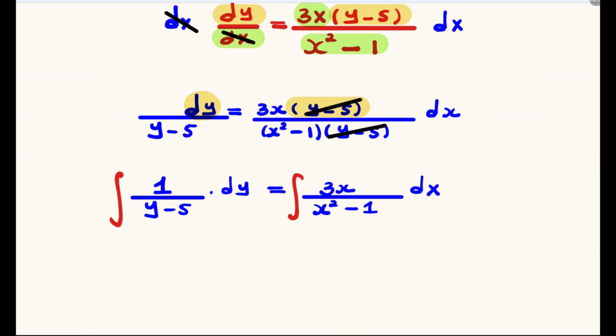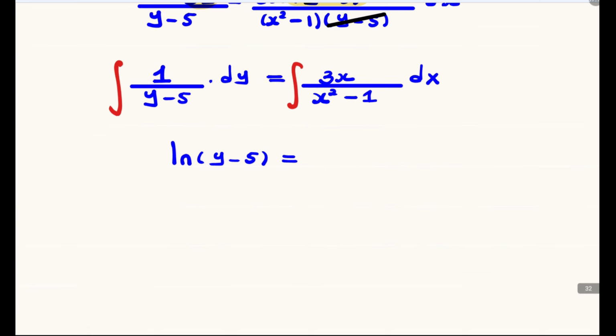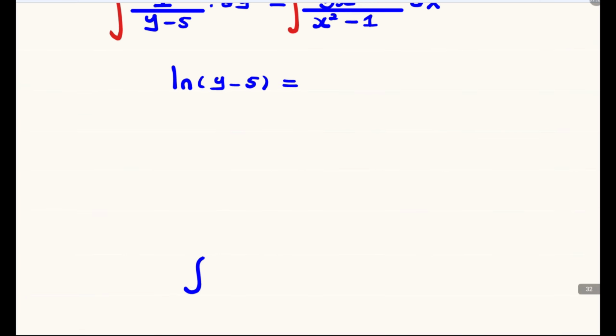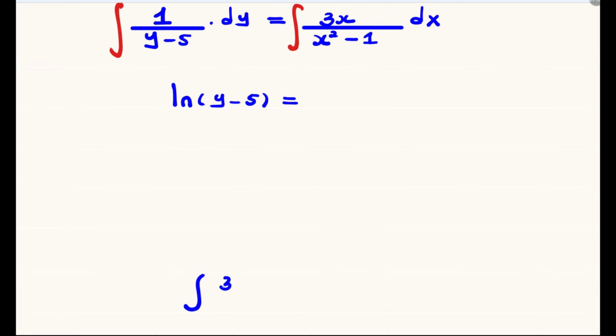On the left hand side we integrate with respect to y, and on the right hand side we integrate with respect to x. Integrating the left hand side, the integral of 1 divided by y minus 5 will be equal to the ln of y minus 5, and on the right hand side the integral of 3x divided by x squared minus 1. We can do it by the side, so we have the integral of 3x divided by x squared minus 1 dx.